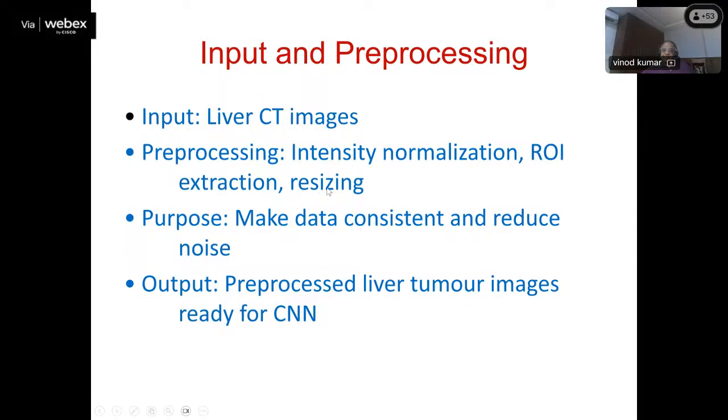The 50-50 size we took, the size of the ROI was also improved. Purpose: make data consistent and reduce noise. So that any noise can be reduced, and all the data images are almost consistent. Pre-processed liver tumor images are then ready. Now, these pre-processed liver tumor images we gave to the CNN. The results I will not present here.